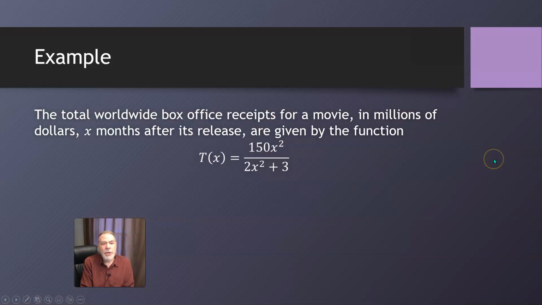Here's another example. Suppose the total worldwide box office receipts for a movie in millions of dollars, x months after its release, are given by the function t of x equals 150x squared divided by 2x squared plus 3. So you plug in a number for x, and that'll tell you after that many months how many millions of dollars the movie has made.